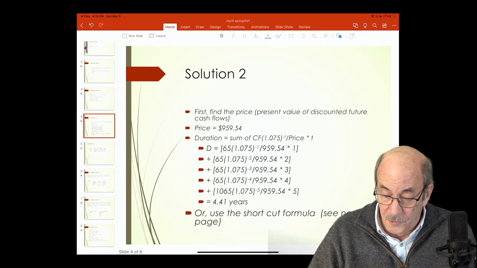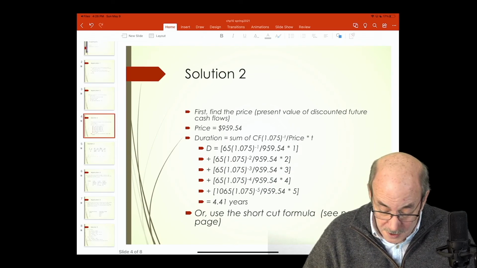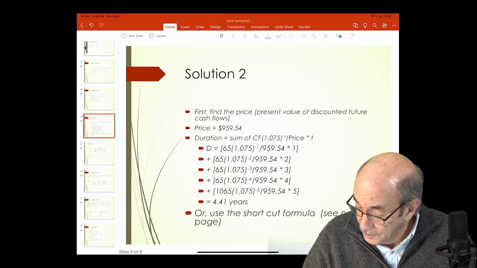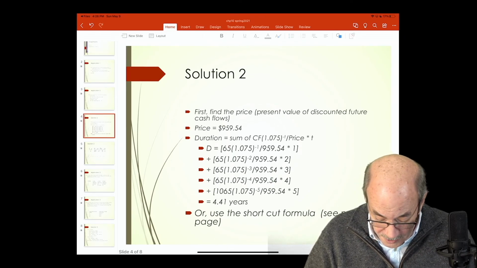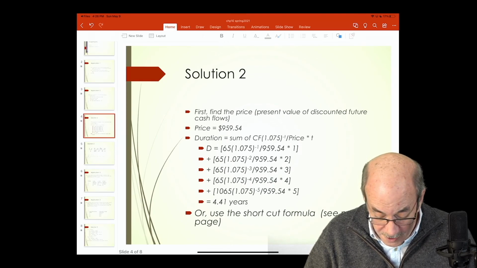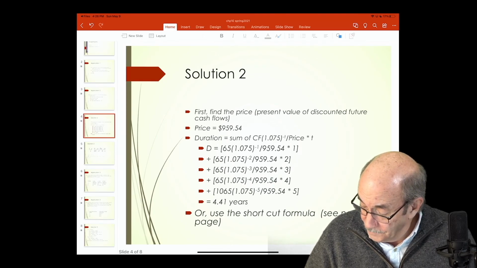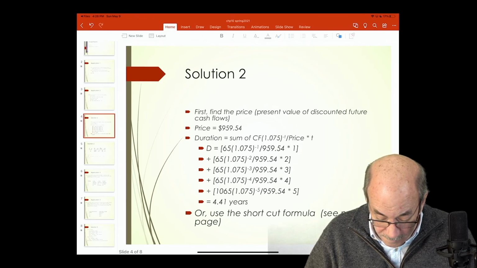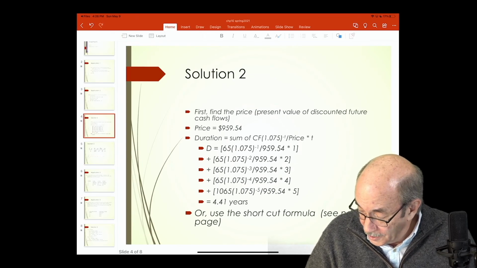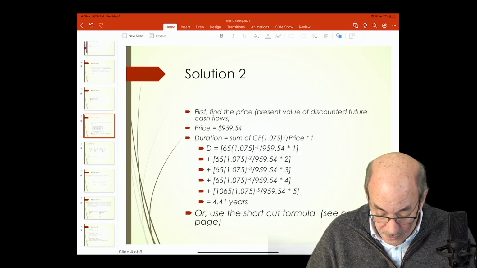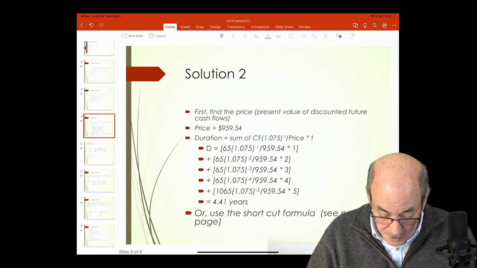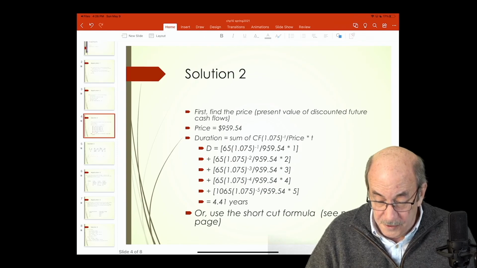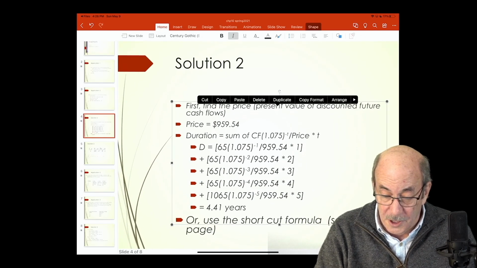So here, when we do get the price, let me just confirm that I got the right numbers. We've got a $65 annual coupon, 5 years till maturity, and a 7.5% market required rate of return, the I or Y there. Face value is 1,000, so we're computing PV. I get 959.54. So that part of it is correct at least.